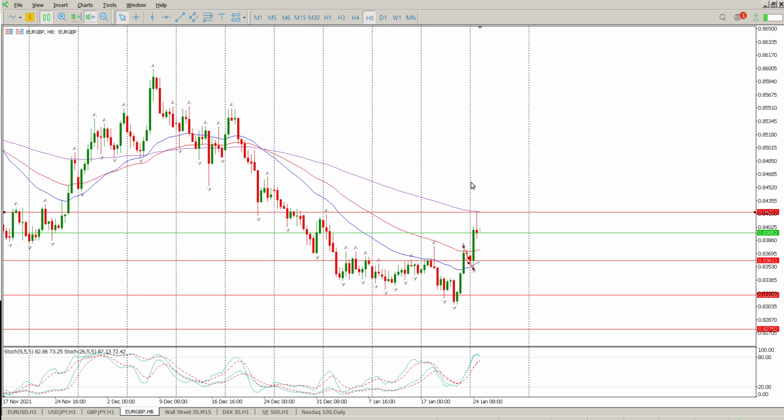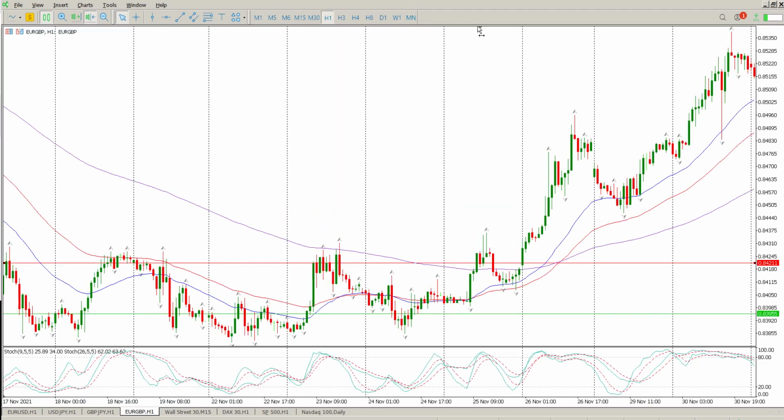So remember with this pair, every time we get to the 155, we either sit on it for a while and then break back below it, or we reject it. So pay close attention to that. Technically we're still in a downtrend. There is a sort of a grouping of the oscillators starting to happen as well. So there is a lot of structure there.